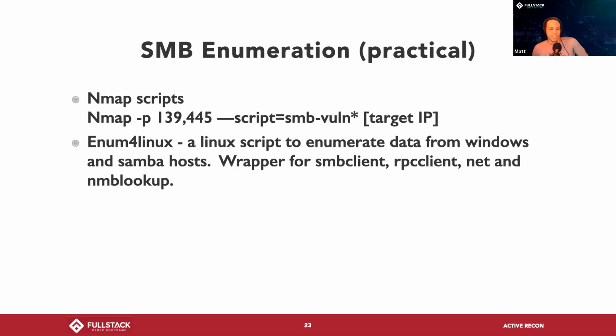enum4linux is another SMB tool. This one is automated, and you can think of it as something that wraps around smbclient and rpcclient and some of the other tools as well. You essentially run enum4linux, give it an IP address, and let it run. It'll give you information that way.